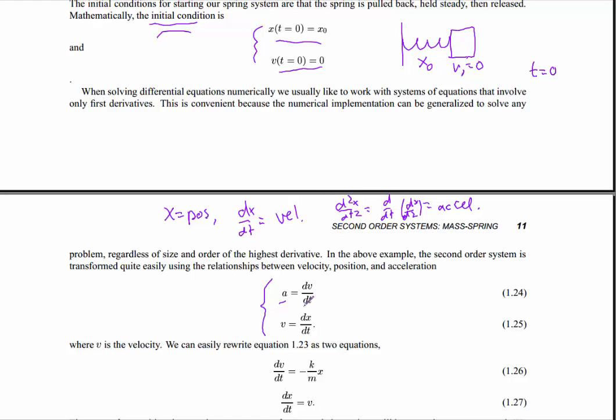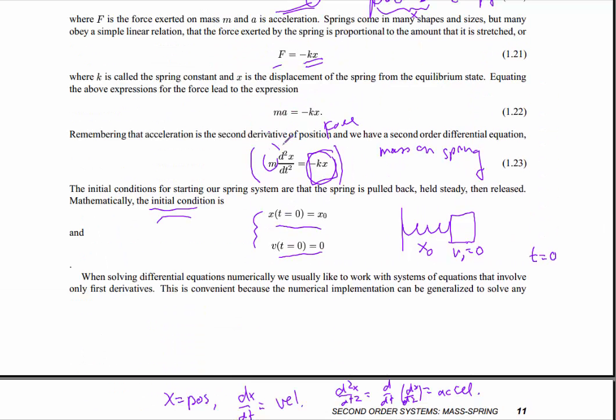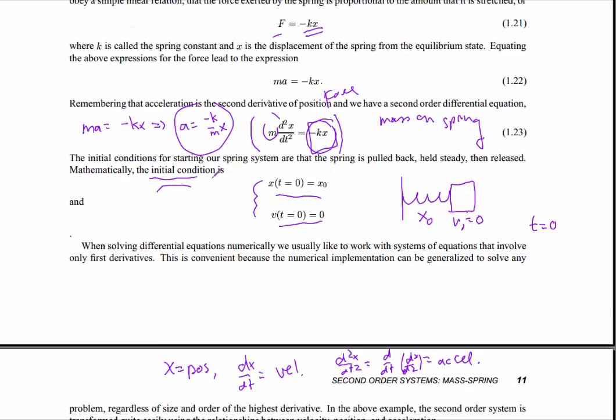He said a is equal to the derivative of velocity with respect to time. Velocity is the derivative of position with respect to time. So we write it this way. Okay, now we actually know what the acceleration is. We had this equation up here: m d squared x/dt squared equals minus kx. What does that mean? That's the same thing as saying ma equals minus kx. And that's the same thing as saying a equals minus k over m times x. So let's plug this relationship in down here.